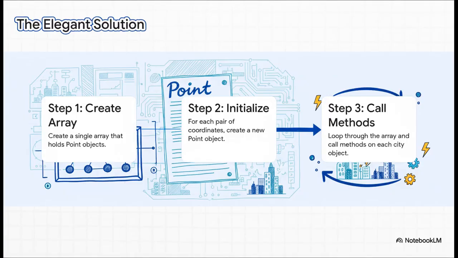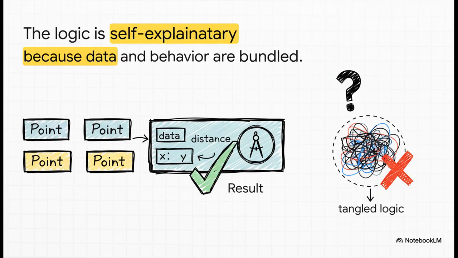So remember those clumsy parallel arrays? Forget them. With our new approach, we just create a single array that's designed to hold point objects. We read the coordinates from our file, and for each pair, we create a new point object. Then we can just loop through our cities and ask each point object, hey, how far are you from the bomb? And just look at how clean and intuitive the code becomes. It almost reads like plain English.